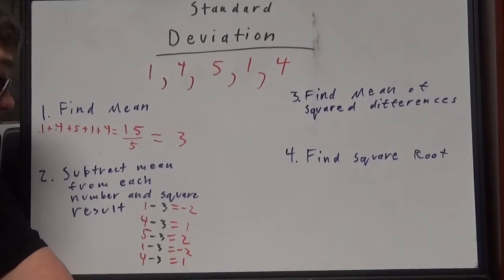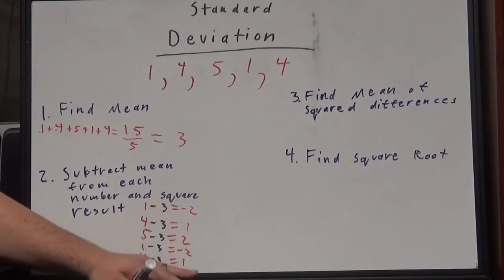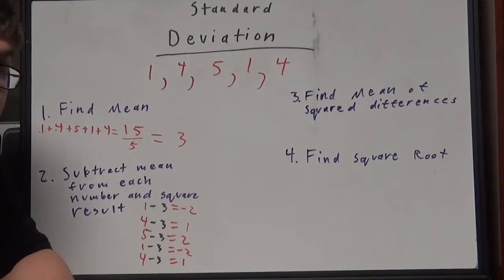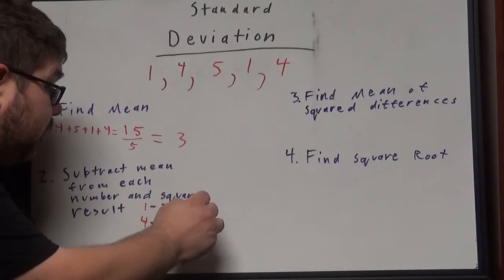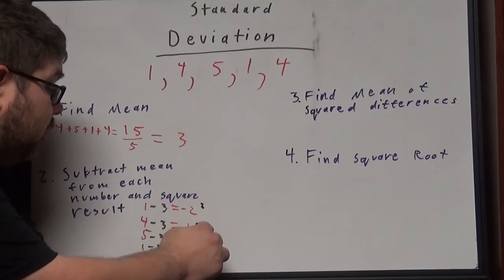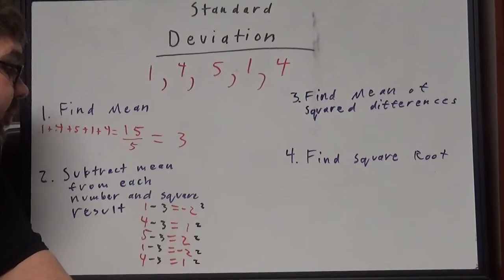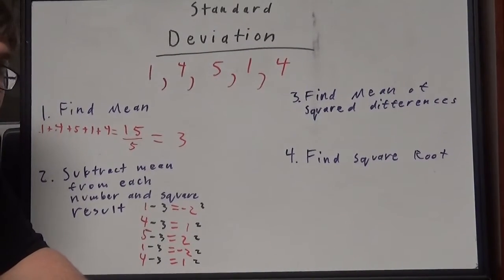I want to point something out here. The reason I picked some even numbers that would come out a little simpler is because of this part. We're squaring it, and I don't want any decimals or anything. What we're going to do now is square each one of these results.